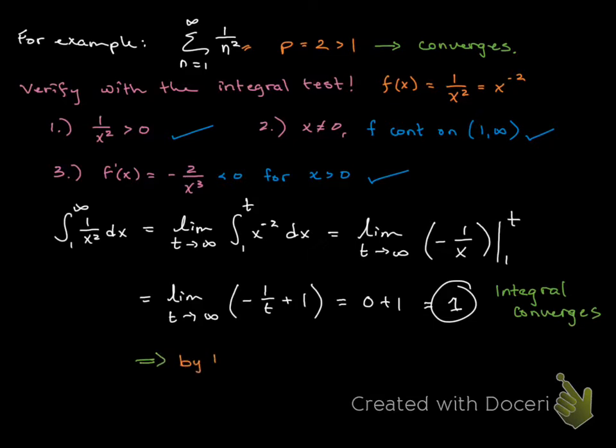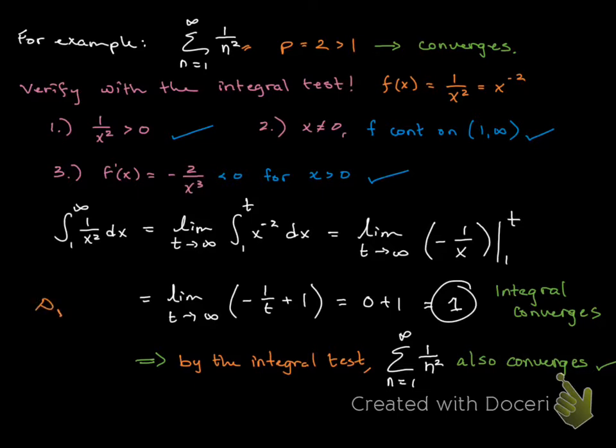Therefore, by the integral test, since the integral converges, we can say that the sum of 1 over n squared also converges. Integral test applies. It tells me since the integral converges, so does the sum. And this is true for any p that's bigger than 1, right? The same effect is going to happen if p is 3. In this case, it was 2.